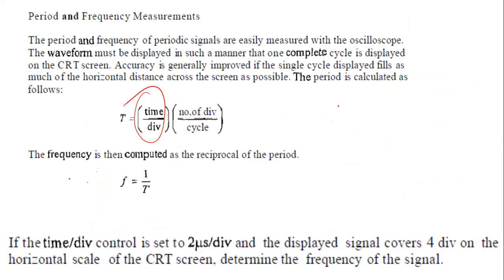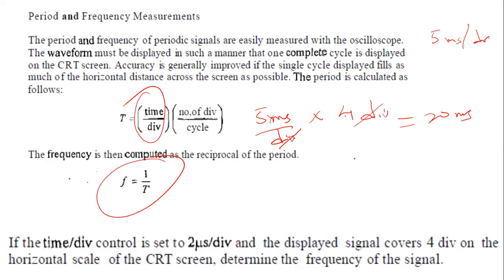Four divisions in one cycle. And if you choose your time per division as 5 millisecond per division, then it will be 5 into 4, which is 20 milliseconds. Now the frequency of your signal is 1 upon 20 milliseconds.